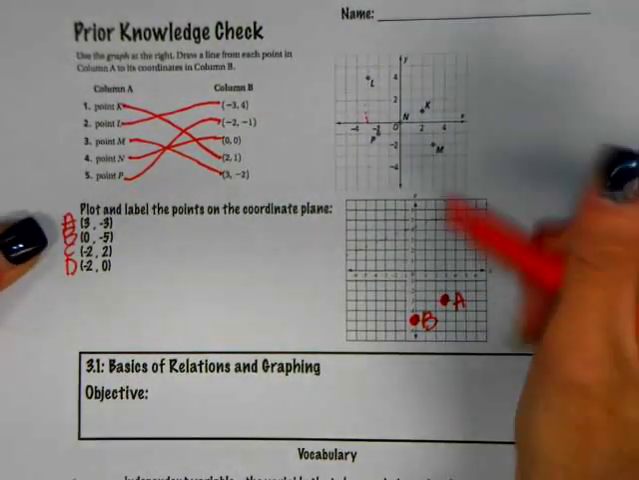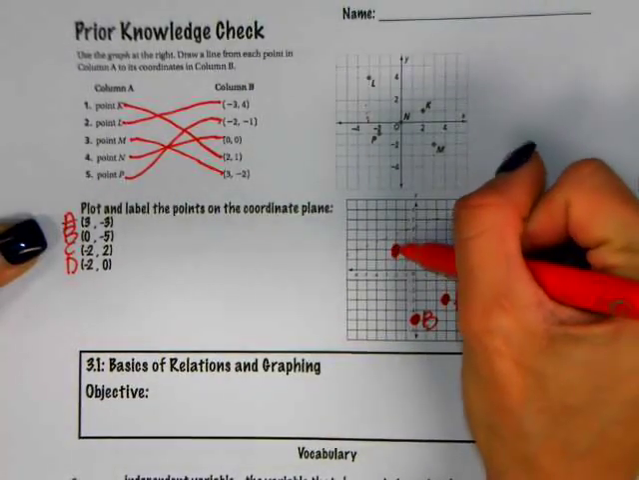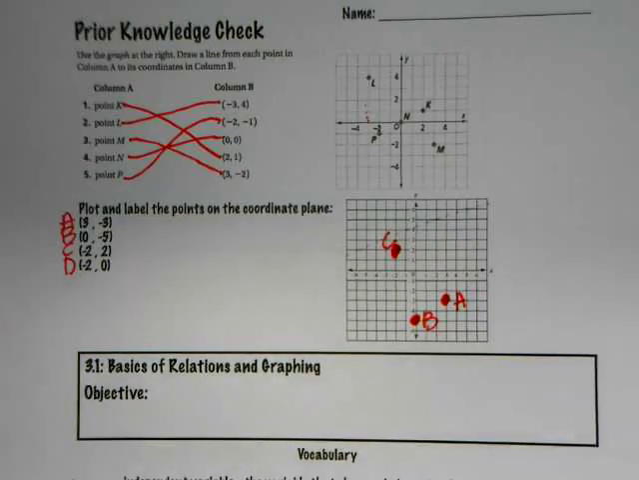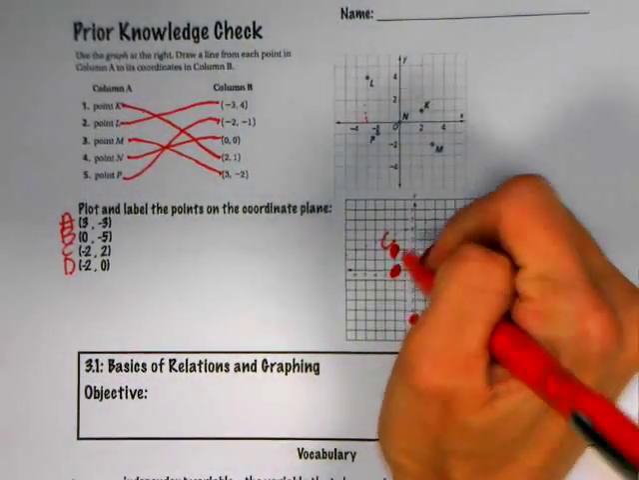C is at -2, +2, so -2 on the horizontal and up to +2 on the vertical. C. And then D is -2, 0, so just go horizontal to -2 and then not up and down at all. So D.